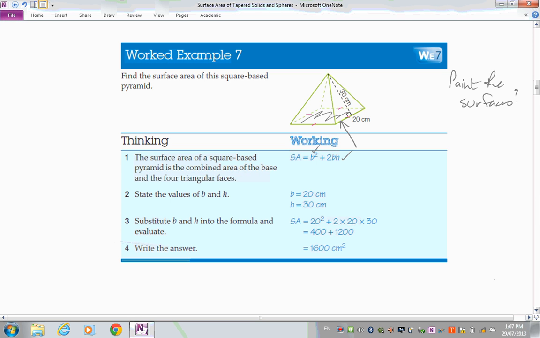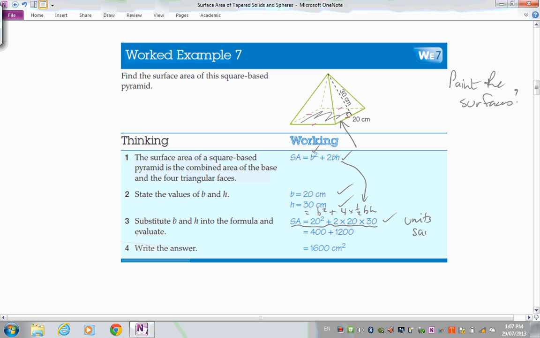Keep that in mind. Okay, so state the values and put them into the formula. I'm going to suggest that you would need at least that line, and I would like to see the line before it as b squared plus 4 times a half base times height. Just unpacking that a little so we can see, you know, there are 4 triangles. Be careful that all the units are the same.